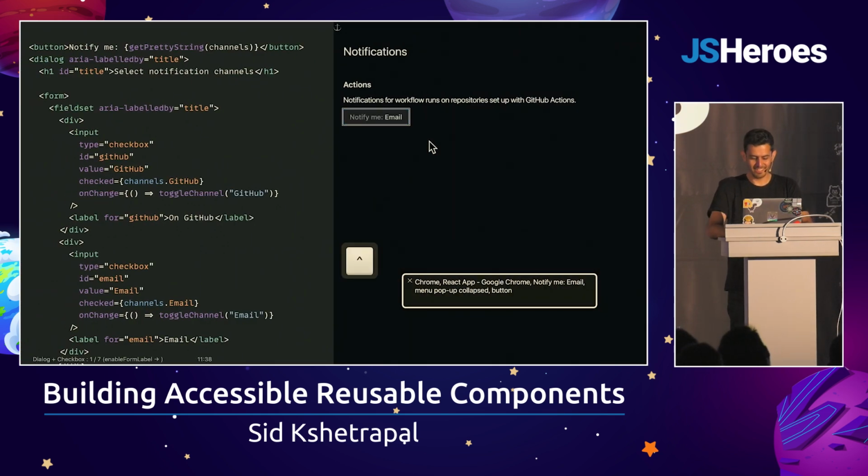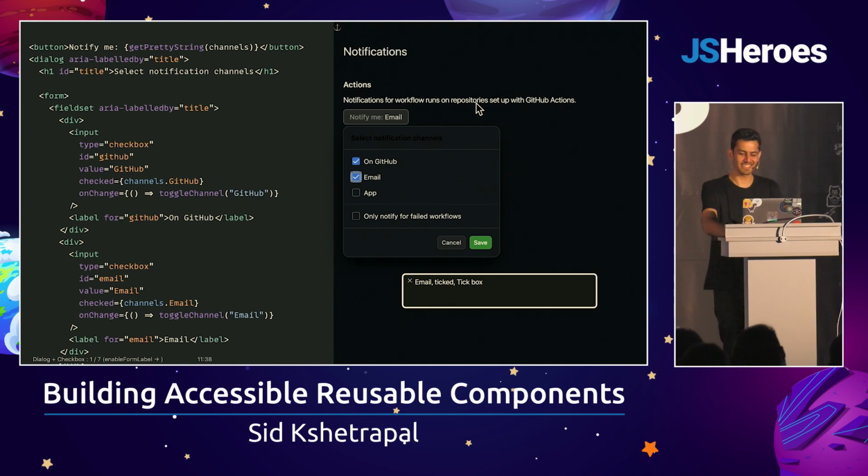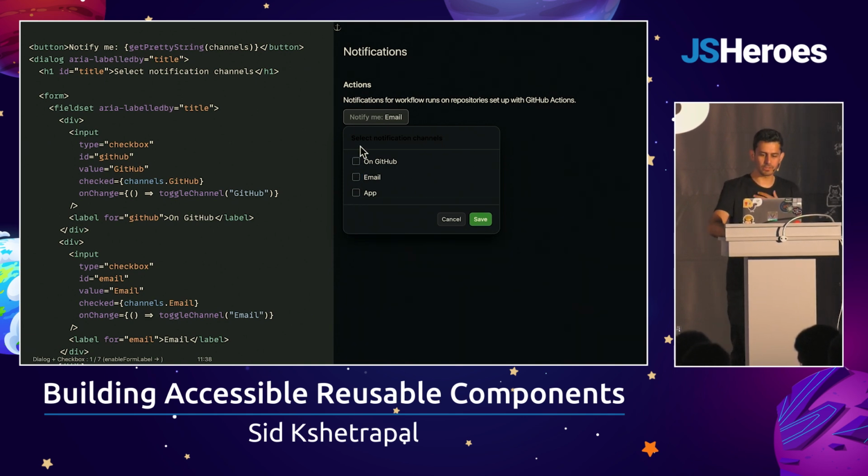Now, let me just say, Select notification channel on GitHub. Untick. Tick box. All right. Now, if I just select Tick. On GitHub. Tick box. An Email. Email, Tick. Tick box. And now I hit enter, I would never really know that there's another option here because the option doesn't really show up until you actually have it enabled, right? And if I'm a screen reader user, I'm going to end this. VoiceOver off.